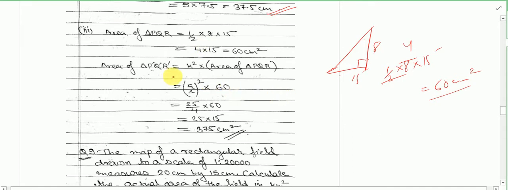And the area of the image triangle can be found like this: K square into area of triangle PQR. You could have also used half into base into height, because now you know P dash Q dash and Q dash R dash. So you can do it either way. Area of triangle P dash Q dash R dash equals K square into area of triangle PQR. Substitute, simplify, and you get 375 centimeter square.